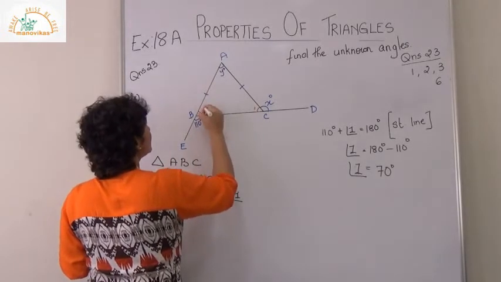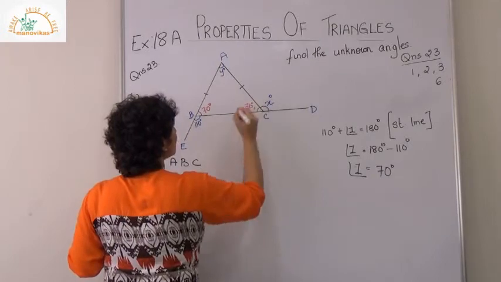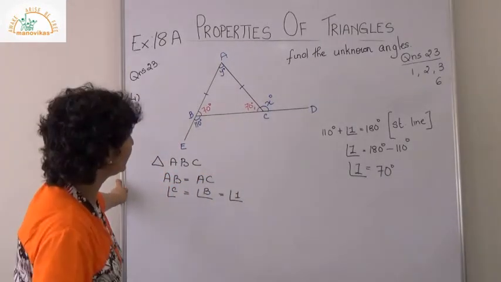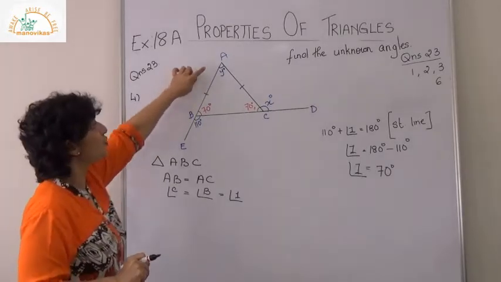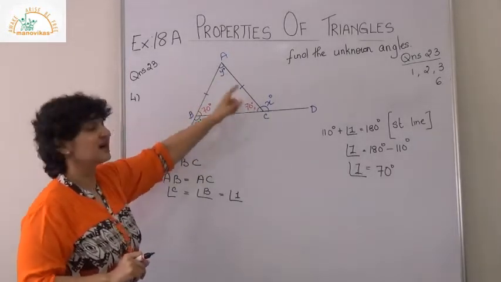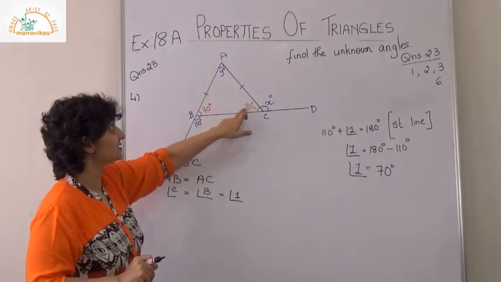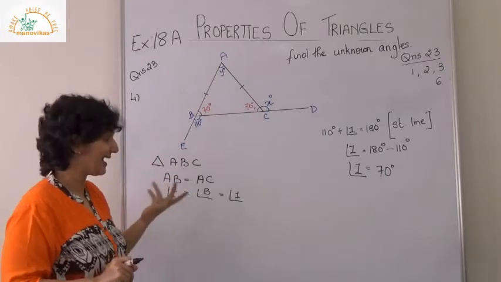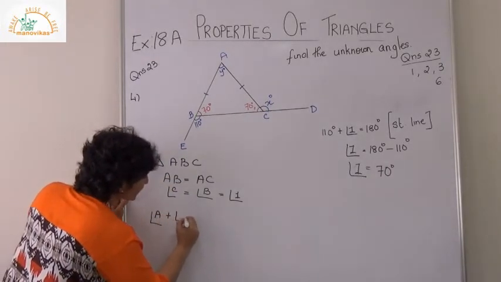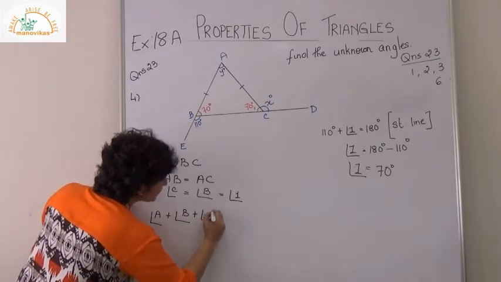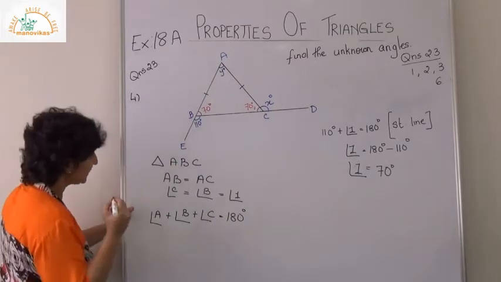So you have found out this, children. Now this is 70 degrees and this also is equal to 70 degrees. Have you all understood? Now children, you know that this is an isosceles triangle. Now this is 70, this is 70. You can easily find out angle A. You know that angle A plus angle B plus angle C is equal to 180 degrees, the sum of the angles of a triangle.